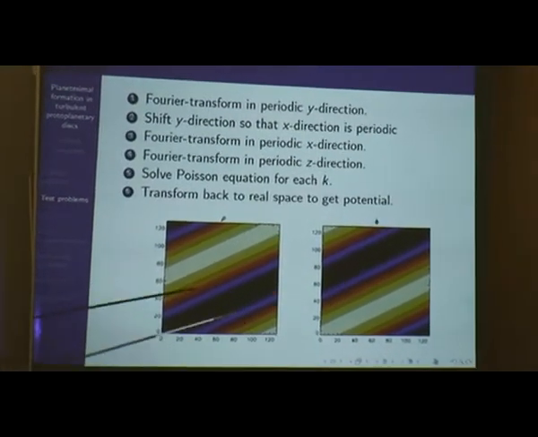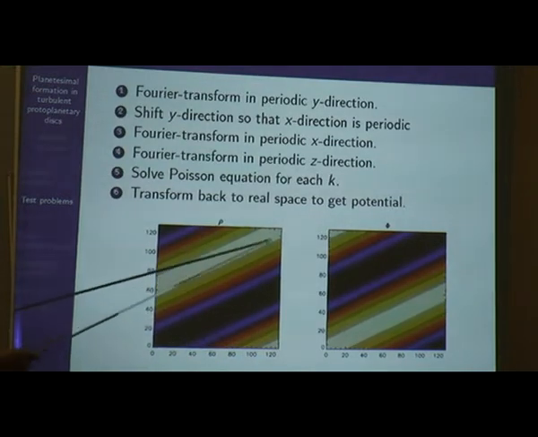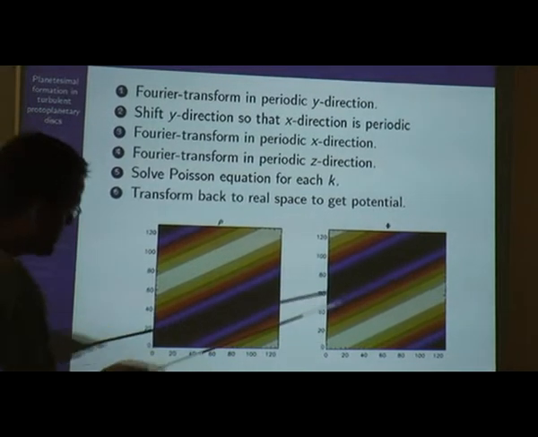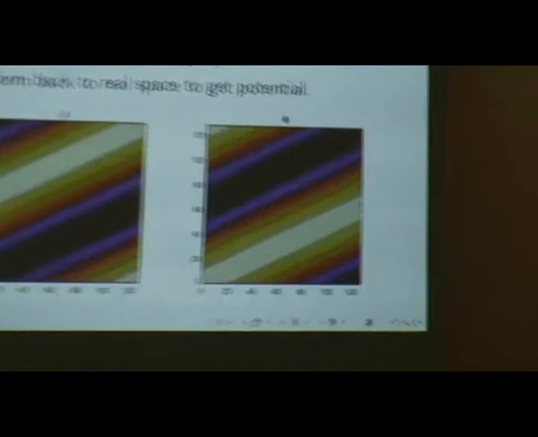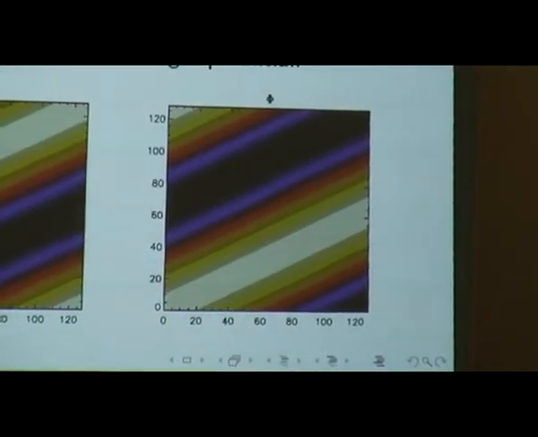Then you Fourier transform in the now periodic x direction, Fourier transform in the z direction, then you solve the Poisson equation as you would always do, and then you transform back to real space, and then you get the potential, which is then also shifted, and you see exactly where the density is higher, the potential is low, where density is low, the potential is high, and you don't see any funny things happening at the boundaries. So this seems to be really the right way to get the potential in Shearing box coordinates.